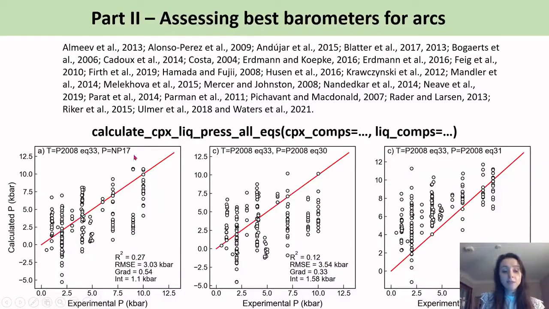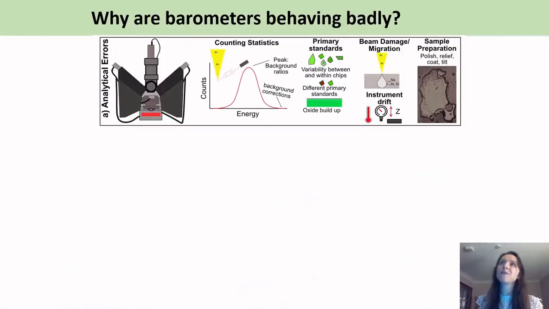So for example, the Neve and Peterka barometer iterated here has an R-squared of only 0.27, and it's got a gradient of 0.54, whereas that gradient should be 1. Similarly over here, this combination has a higher R-squared value, 0.47. But what you can see is it really is overestimating these low pressure experiments. This means, say you feed it a Cpx composition that formed at a kilobar, it could return you a pressure of up to 8 kilobars, and that's really problematic. So then the question became, why are these barometers behaving so badly?